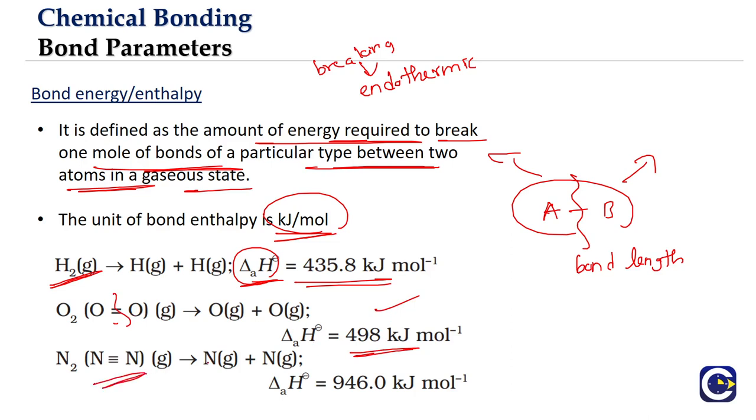Similarly we can find out the energy required to break 1 mole of nitrogen triple bonds. So what is it? It will be 946 kilojoule per mole. All these values, how do we get them? We will be able to get them from the experimental studies.